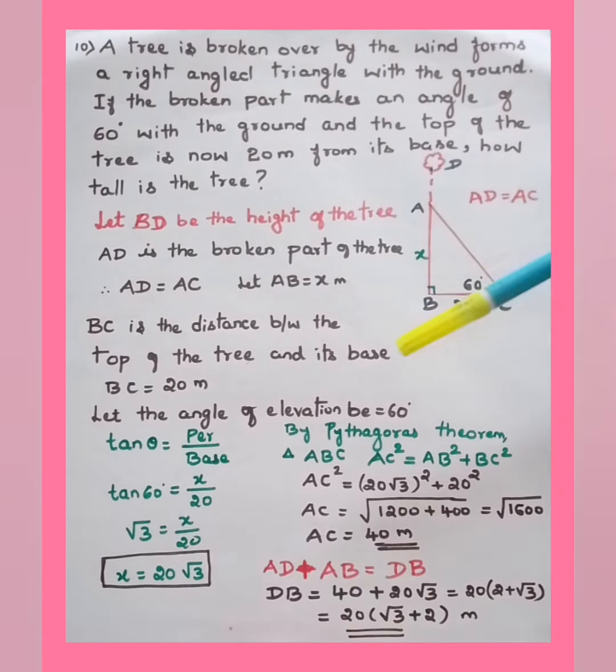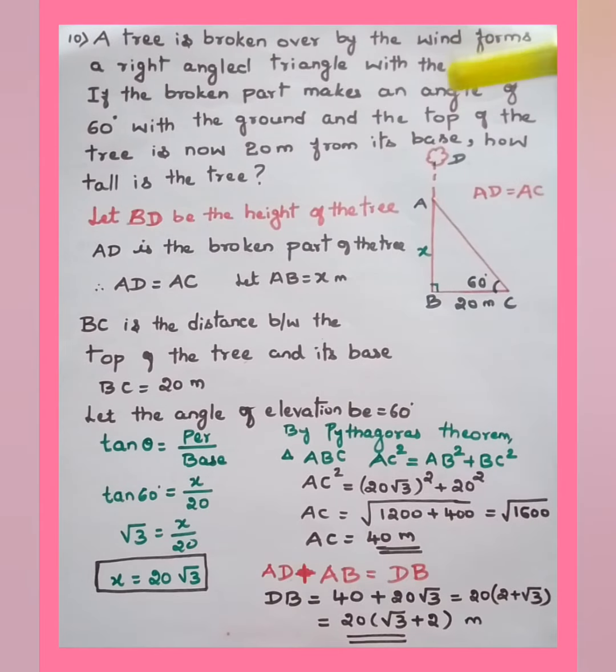In triangle ABC, AC square is equal to AB square plus BC square. Substituting the values, that is 20 root 3 whole square, which we just now got, plus 20 whole square. On simplifying, 20 into 20 is 400, into 3, the square root gets cancelled, into 3, that is 1200, plus 20 into 20, that is 400. Adding up, this is 1600. Square root of 1600 is 40 meters. Therefore AC is equal to 40 meters.